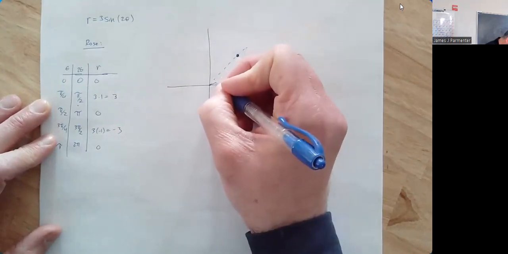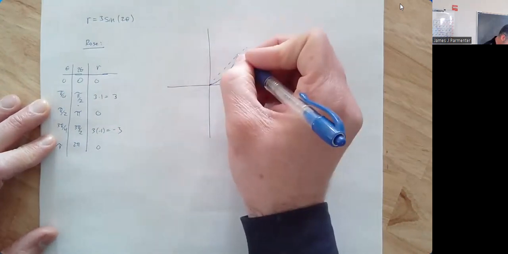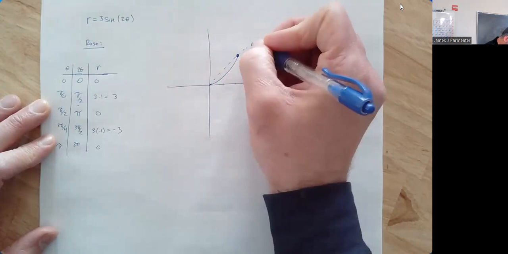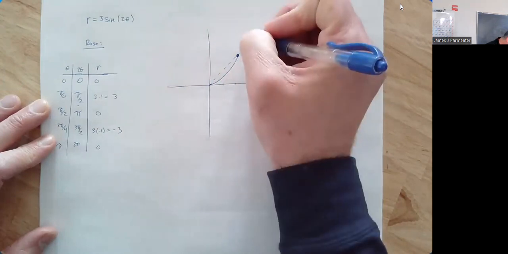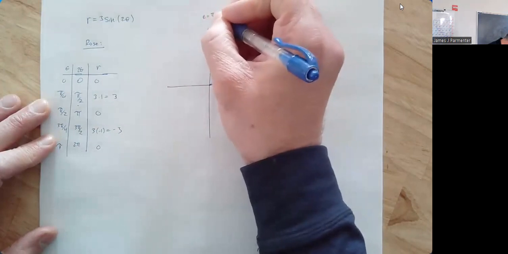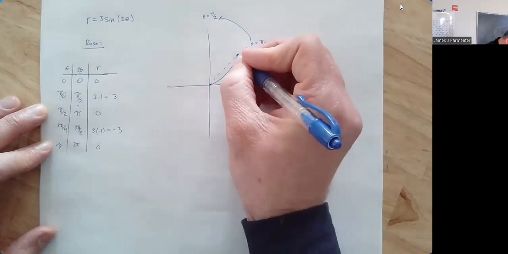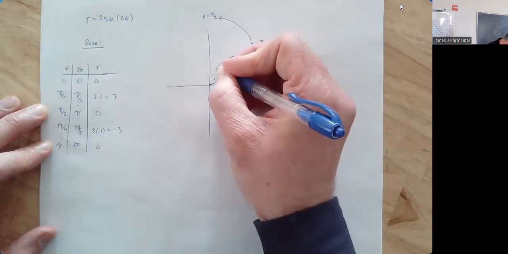So kind of going out this way. And then when my angle is pi over 2, right? So when I go from pi over 4 up to theta equal to pi over 2, from here to here, my values are getting smaller. So I'm going back towards the origin.